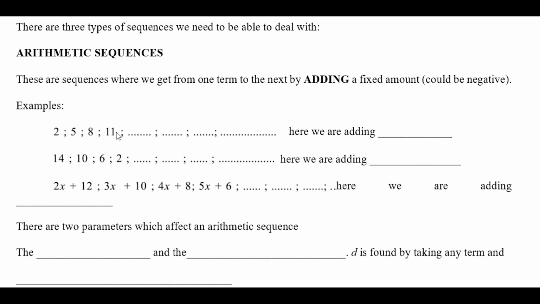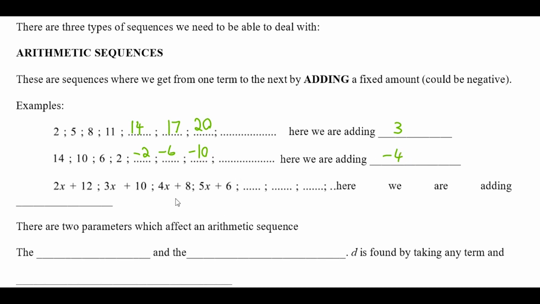Right? That fixed amount could be negative. If we look at this first example, each time we are adding 3 to get to the next term. So in fact, the next term here will be 14, then 17, and then 20. Here we are adding 3. With this next one, we are actually decreasing by 4. So we're actually adding negative 4. The next term would be negative 2, then negative 6, and then negative 10. Here we are adding negative 4.